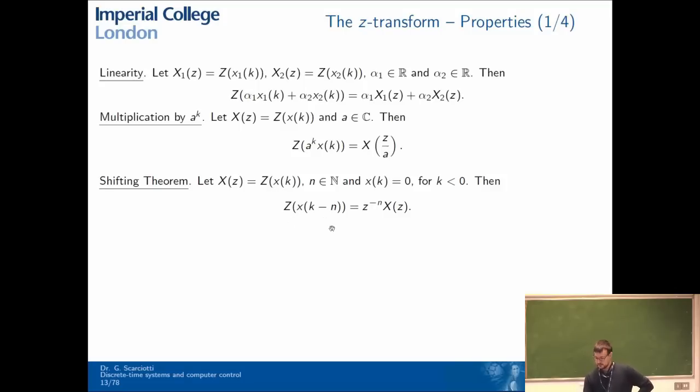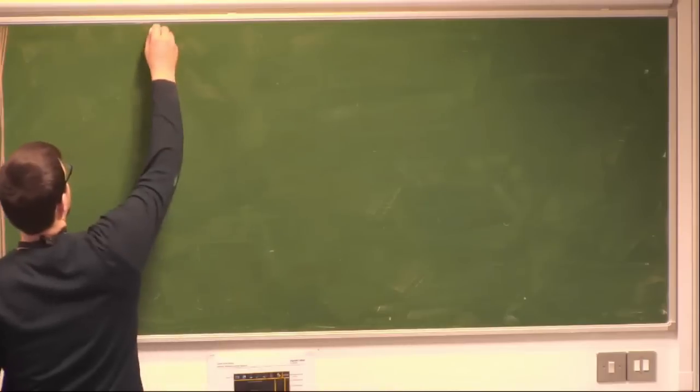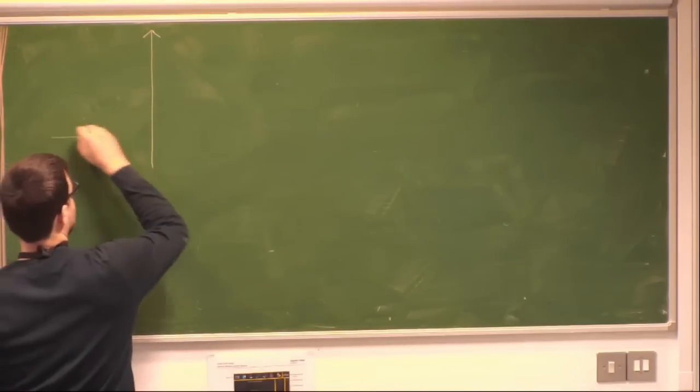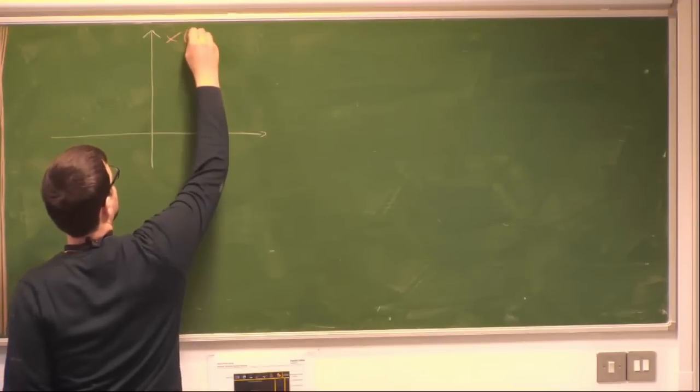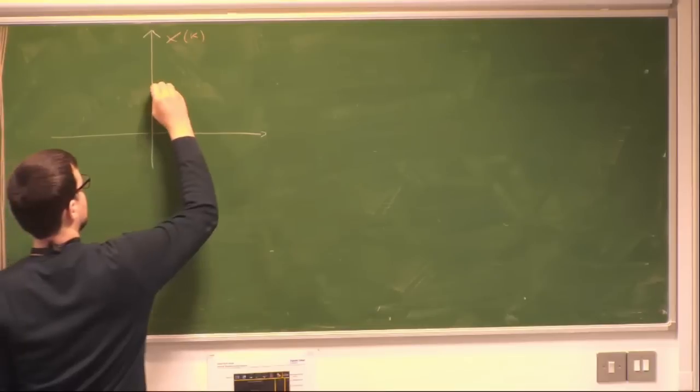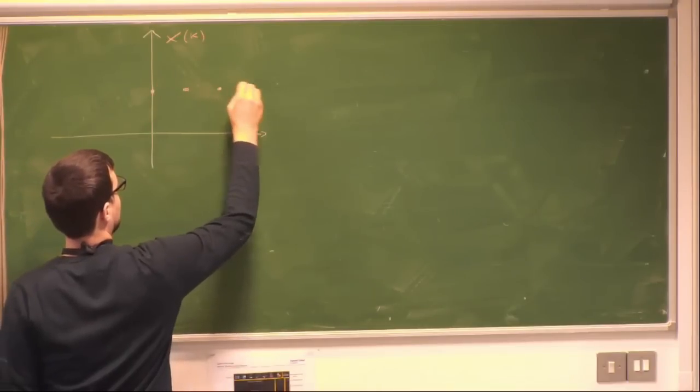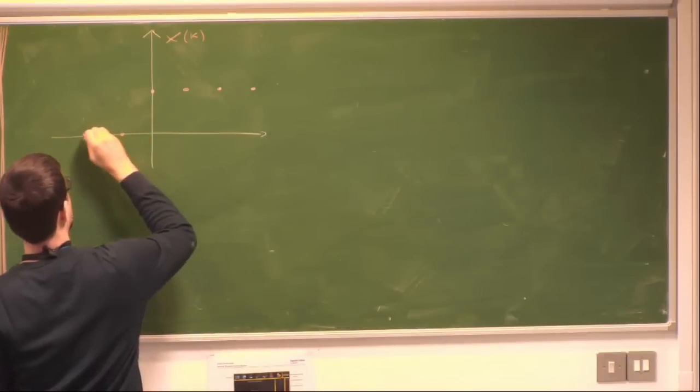This is the shift towards the right. In this shift, we want to compute the Z transform of x of k minus n, and this is equal to z power minus n times X of z. So first of all, what are we actually doing? Let's consider a sequence, and for simplicity, the step function. So x of k here is 1, 1, 1, 1, and here it's 0, 0, 0.